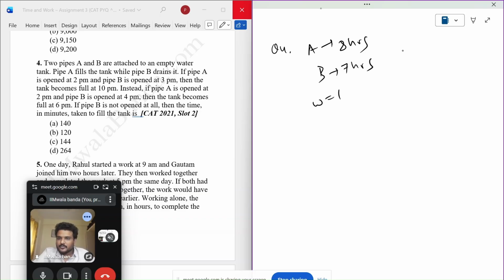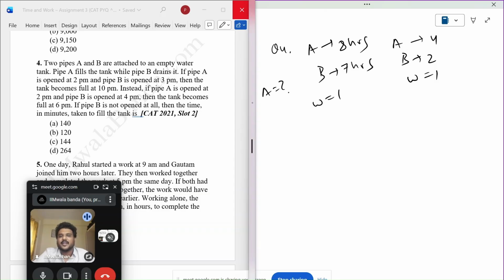Instead, if pipe A is opened at 2 and B at 4, be very mindful about AM and PM, then the tank becomes full by 6 p.m. So A was opened for 4 hours, from 2 p.m. to 6 p.m., and B was open for 2 hours. Then the tank becomes full again. Work done again 1. Now the question: how many hours will A take to fill the tank if there is no drain pipe? So this was the entire question. To be able to understand and write it this way, now it is just calculation.